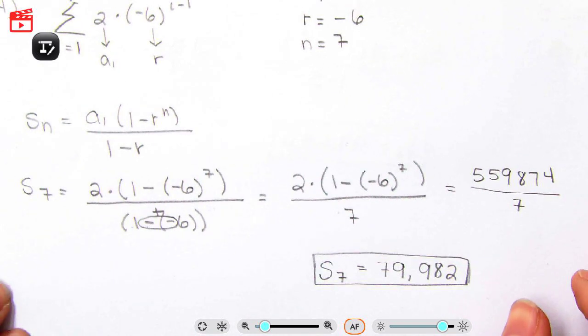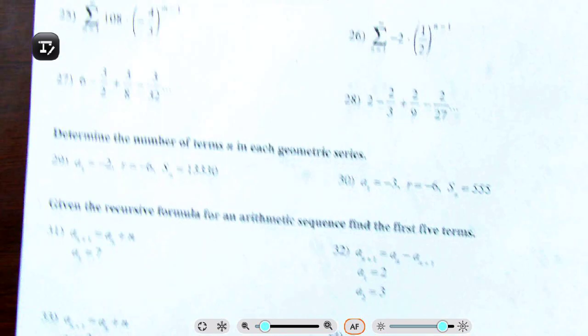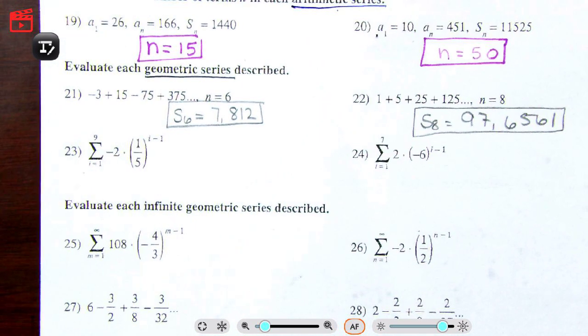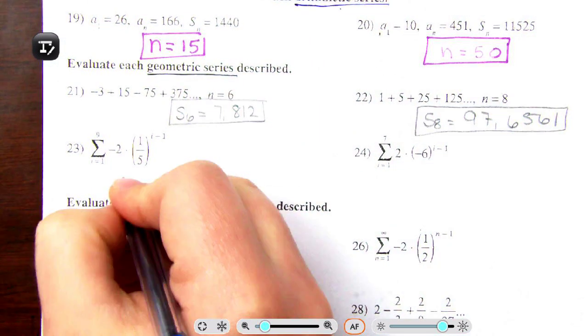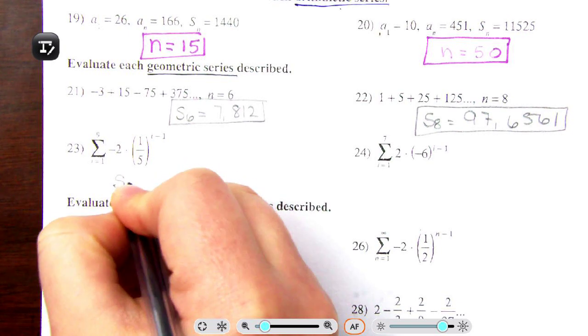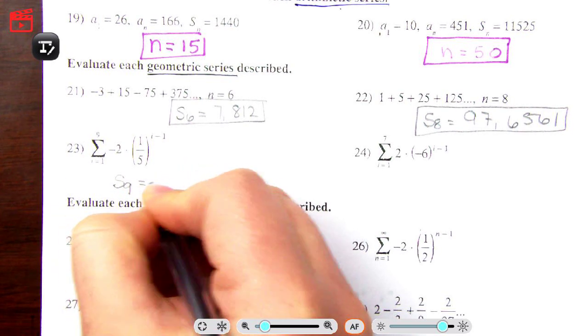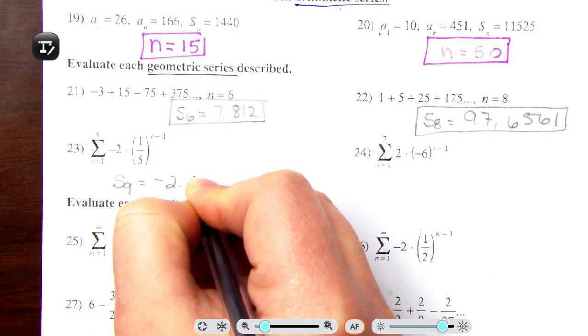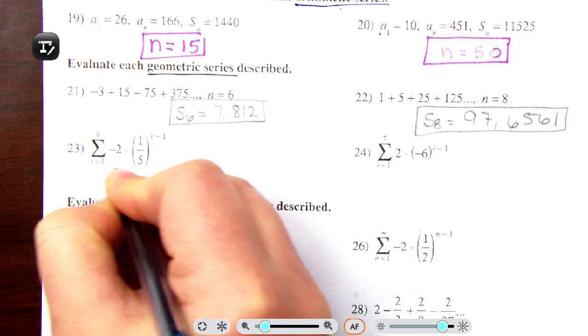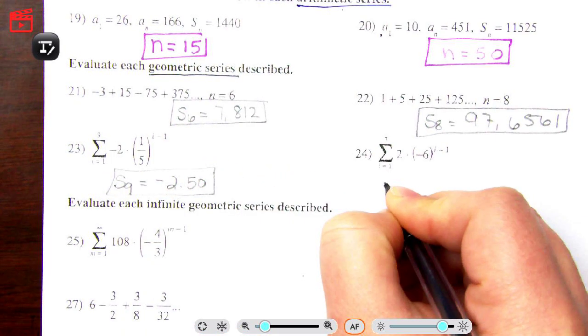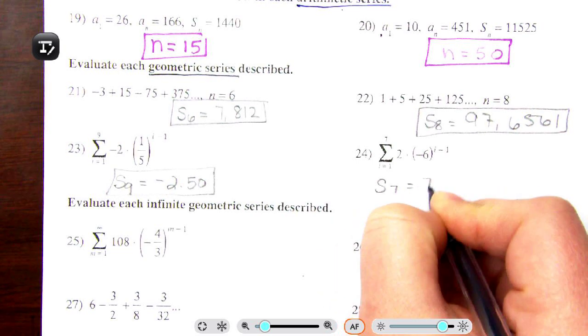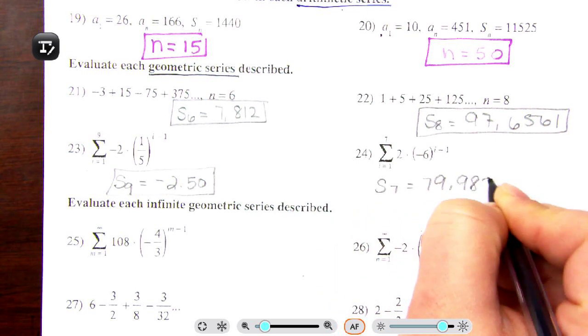Okay. Moving on to number 25. Let me take a moment to write down my answers on my actual worksheet. Okay, so 23 was S sub 9 is equal to negative 2.50-ish. And 24, S sub 7 is equal to 79,982.